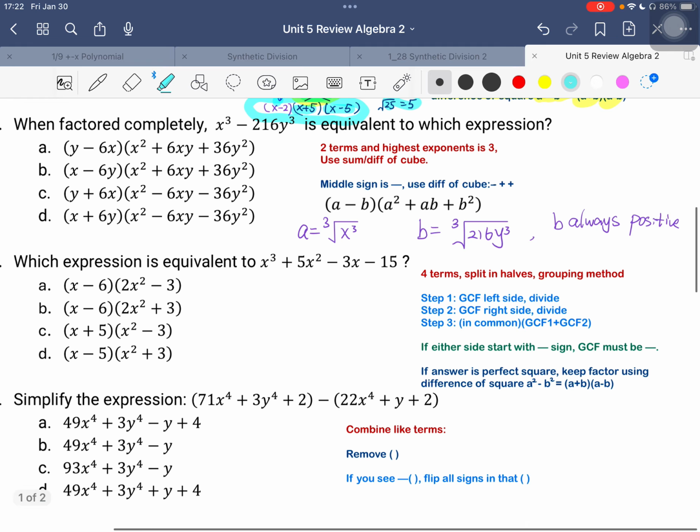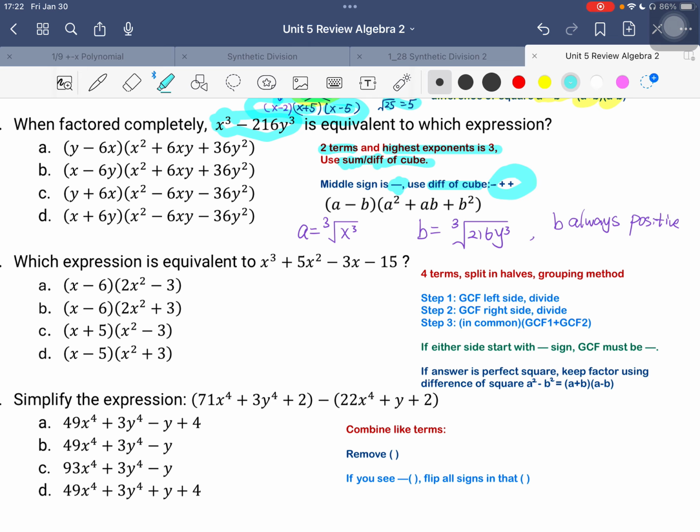Question 4. When factored completely, it's asking you to factor the cube expression. So you see there are two terms and the highest exponent is 3. We are using either sum or difference of cubes. I have the anchor chart in the front. You're referring to the front anchor chart. So if you see the middle sign is negative, you're using the difference of cubes. The signs of your answer must be minus, plus, plus.